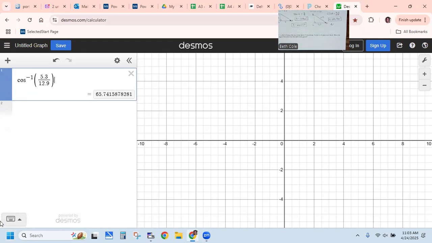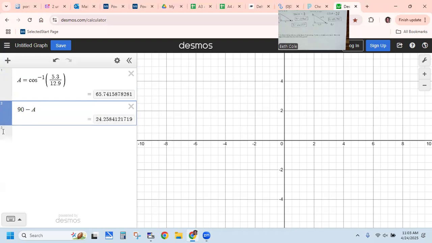And then to get B, same thing. I'm going to go over here and write A equals. And then what will I type in the next one down? Yeah, 90 minus A. It is 24.258 degrees.